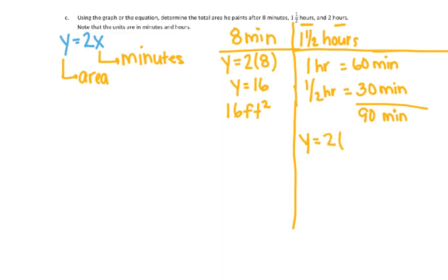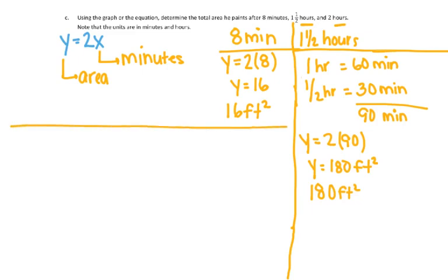So y equals 2 times 90. And when I multiply 2 times 90, I get y equals 180. Remember, our units are square feet. So that means that in 1.5 hours, he can paint 180 square feet. Okay? Now, let's do 2 hours.